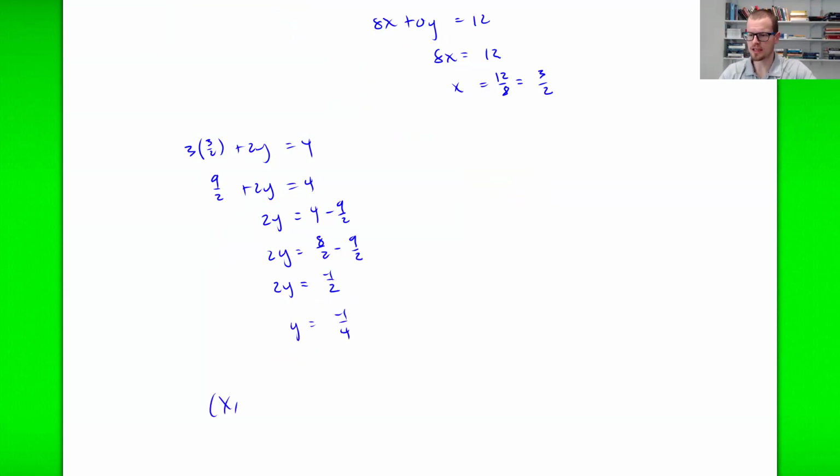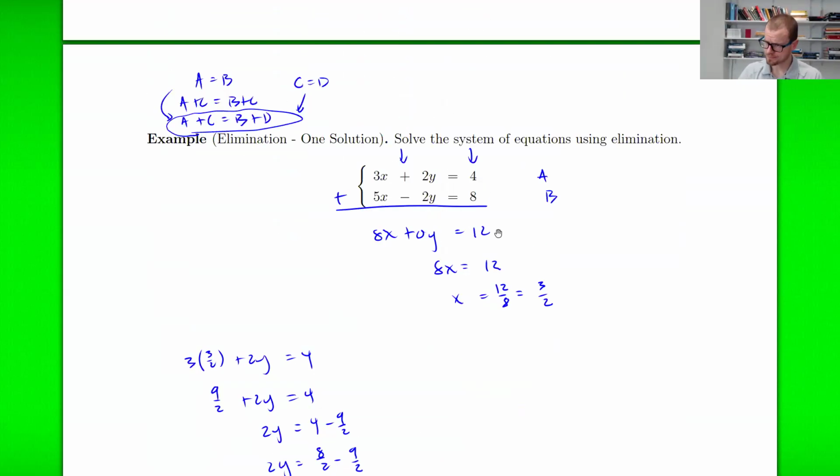So our solution is the ordered pair x comma y, where x is 3 halves and y is negative 1/4. And we're all set. This in general is called the method of elimination or the addition method, because we are adding the two equations together to eliminate a variable. It won't always be the case that we have the ability to add them together right away. We're going to have to manipulate these equations in some way in order for it to work out like this. So we'll take a look at that in our next example.